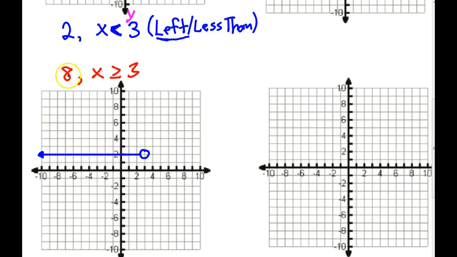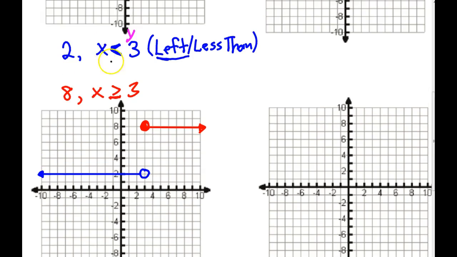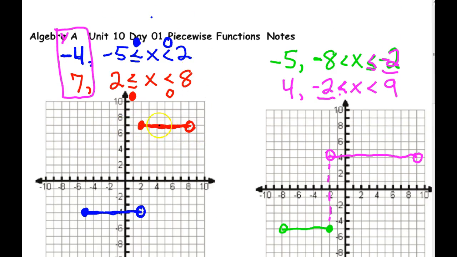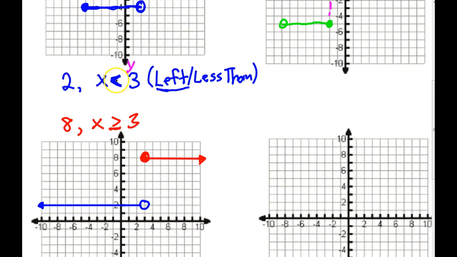Okay. Same idea with y = 8. So we're going to y = 8, and we're going to start at 3. This one's going to be closed because of the line, and that's going to be greater than, which is to the right. So we have two types. We have the kind that are in between, like we did above, that start and stop, and then we have the ones that start and either go to the left or the right.